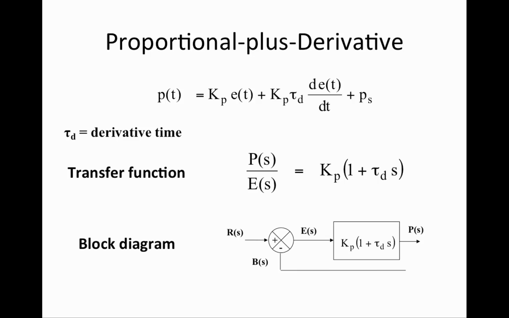So the transfer function based on P(t) is that P(s) divided by E(s) equals K_P times (1 plus tau_D times s). And the block diagram for proportional plus derivative control is shown in the lower right part of this slide.